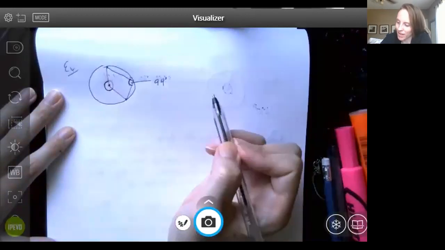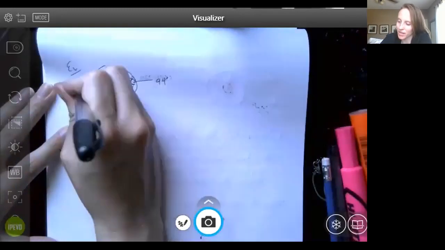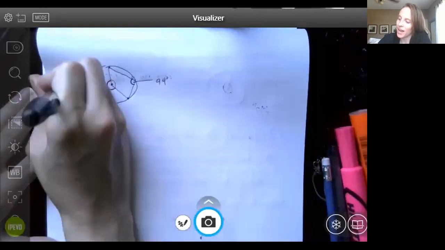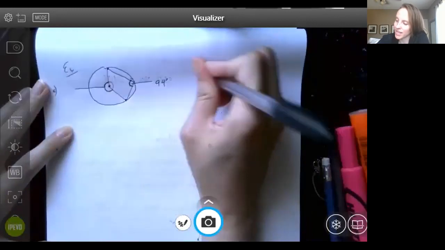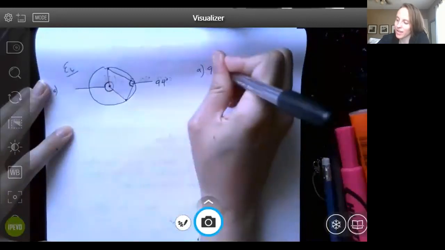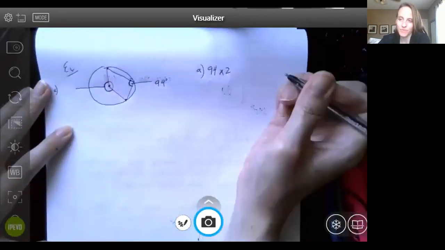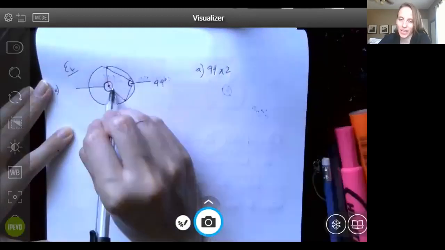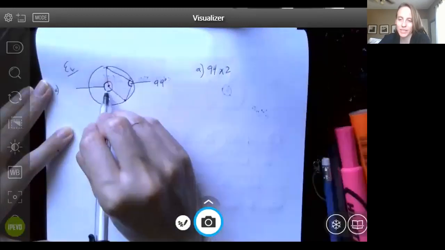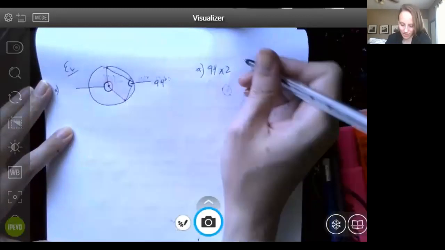So in order to find this angle here, which I'm going to call angle A, I have to take my 94 and times it by 2, because this central angle that's facing the same way will be twice as big as the inscribed angle.